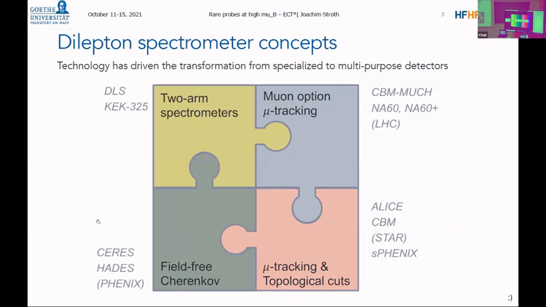Dilepton spectroscopy by now has quite some history, so I will touch more or less on experimental results from all these groups shown here. Originally, dilepton spectroscopy started out using typically two-arm spectrometers. But as instrumentation technology improved, we made our way to multipurpose detectors with micro-tracking, be it with muon detection or electron detection. For some time, it was also the belief that you can only do dielectron spectroscopy if you have a field-free region with a Cherenkov detector. But as you have heard, CBM can also do it with electrons.